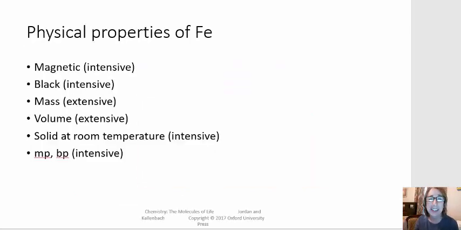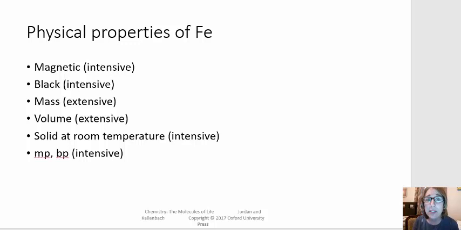So this is my short list. I came up with the properties that iron is magnetic. It doesn't change its chemical composition when we test that, and it doesn't matter if I have a small amount or a large amount. It is magnetic, so it's intensive. It's black, its color is intensive, its mass is extensive. I don't know what the mass is, but it has some sort of mass, and it also has a volume, which again I don't know what that value is, but that volume is extensive.